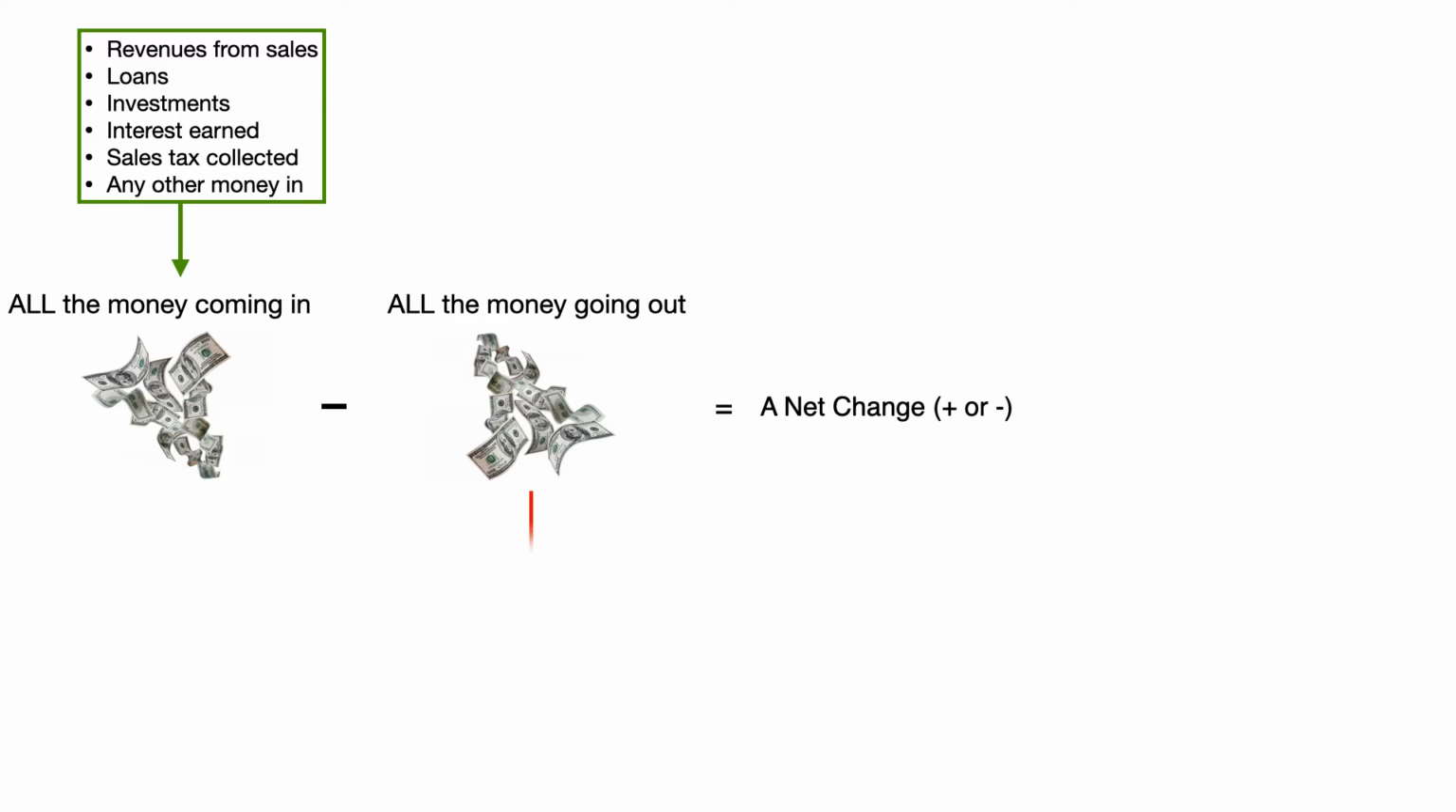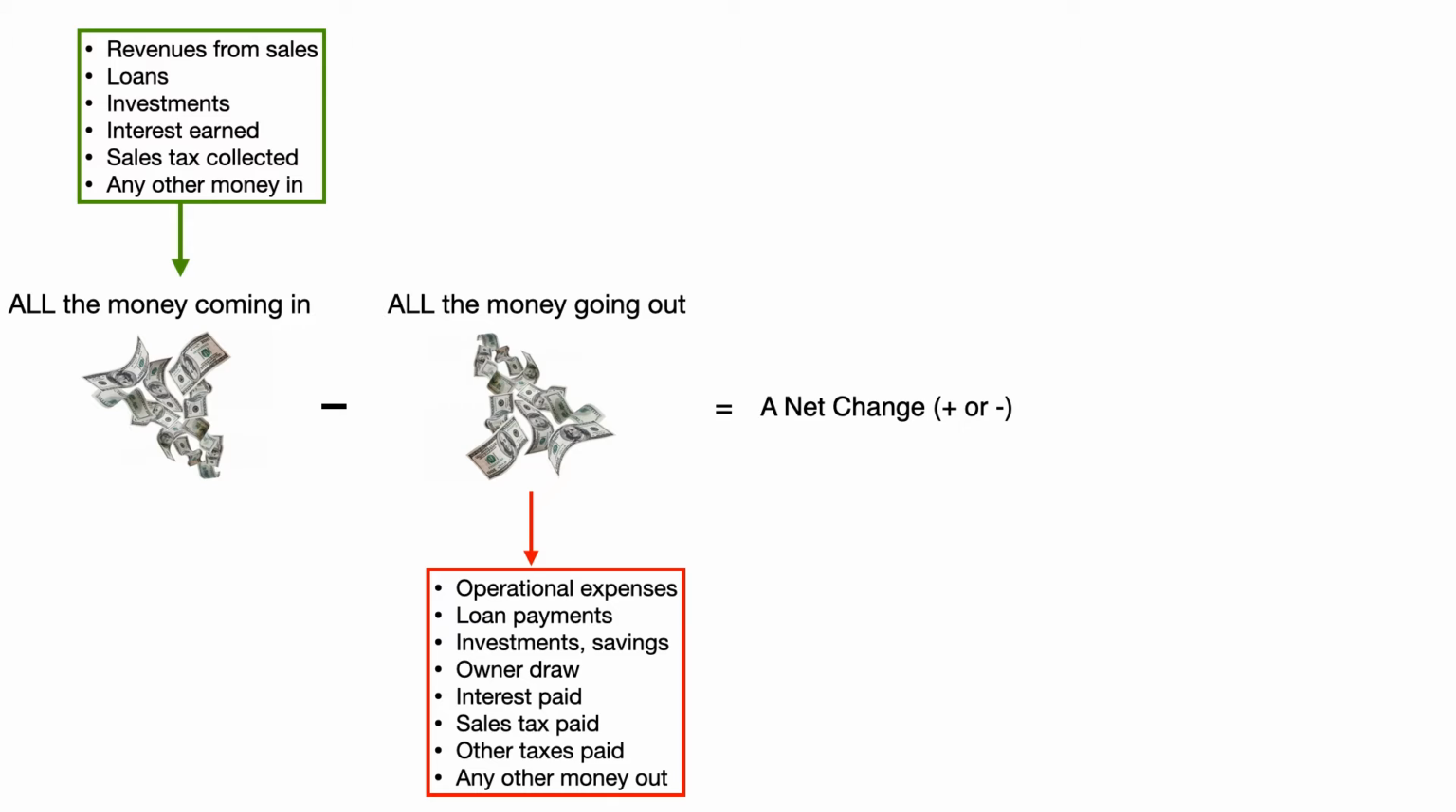And by all the money going out, I mean just that. Not only your operational expenses, your overhead, but any loan payments you made, any investments the business may make, anything in your saving, moving out of checking into savings, owner draw, interest paid, sales tax paid, any other taxes paid, any other money going out. It captures everything going out.